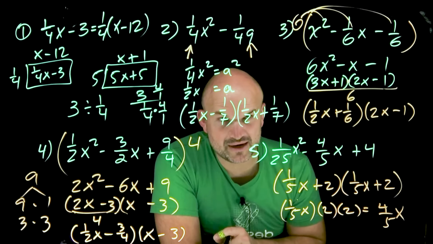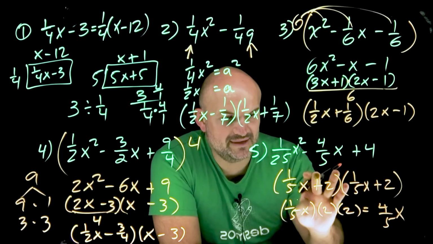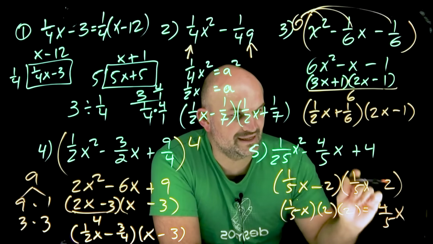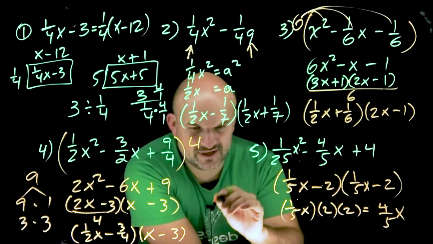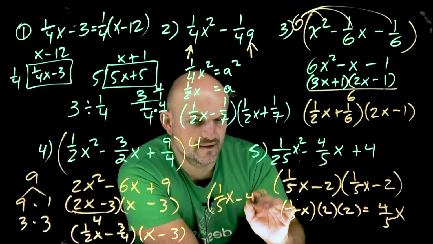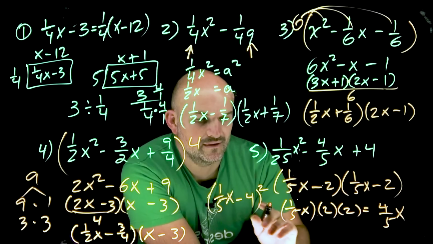However, I noticed a problem. My middle term is negative. So what that means is the two terms of my binomial also have to be negative. So make sure you check that case. And then my final answer here is going to be a 1/5 x minus 4 quantity squared.